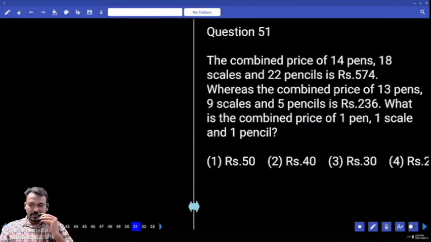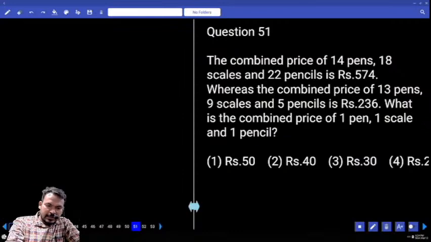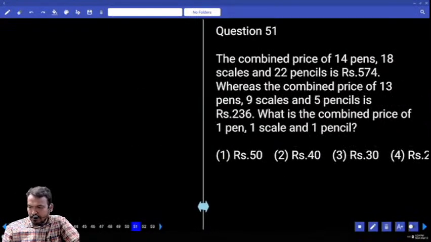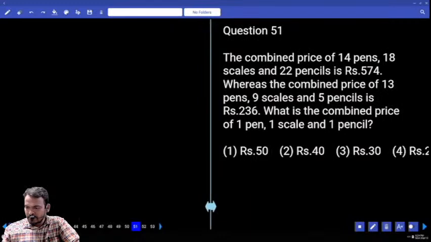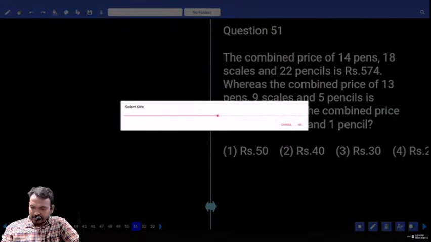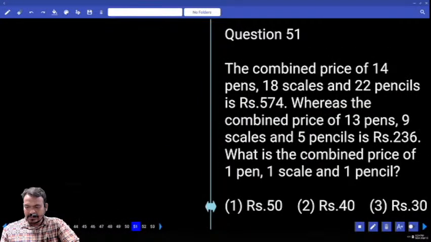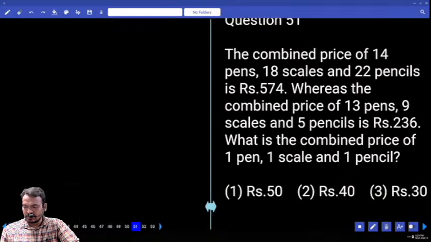The combined price of 14 pens, 18 scales and 22 pencils is 574, whereas the combined price of 13 pens, 9 scales and 5 pencils is 236. What is the question here? Find the combined price of 1 pen, 1 scale and 1 pencil.